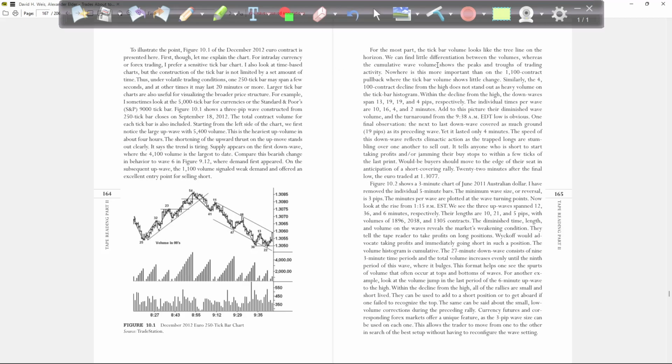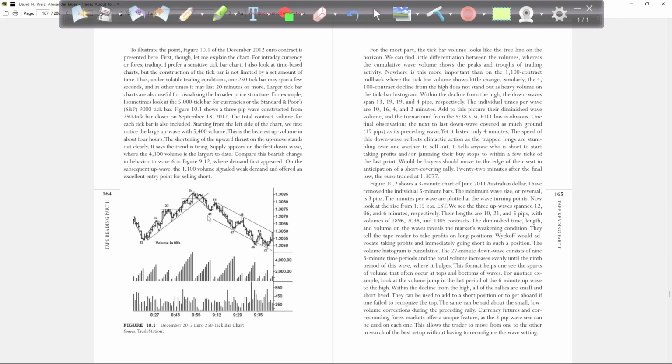For the most part, the tick bar volume looks like the skyline on the horizon. You can find little differentiation between the volumes, whereas the cumulative wave volume shows the peaks and troughs of trading activity. Nowhere is this more important than on the 1100, 1000 and 100 contract pullbacks, where the tick bar volume shows little change. Similarly, the 4100 contract decline from the high does not stand out as heavy volume on the tick bar histogram.